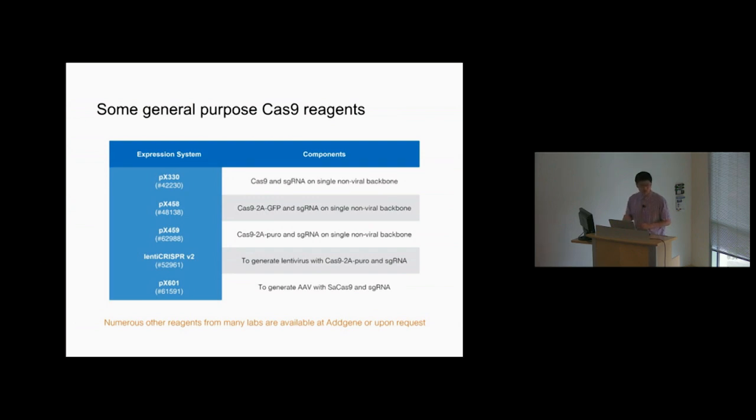These include the PX330 series, which is Cas9 and guide RNA with various kinds of selectable markers. Lenti-CRISPR, which is Cas9 and guide RNA inside a lentivirus plasmid. And then an AAV plasmid, which is actually a smaller Cas9 that we've characterized that fits a lot better inside an AAV backbone. It's also highly efficacious for genome editing.